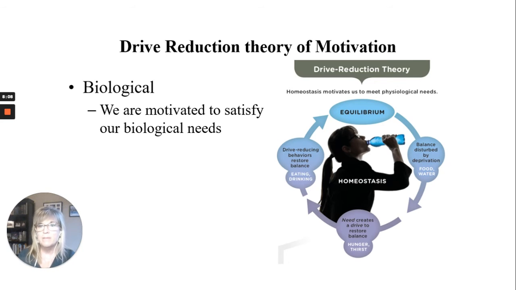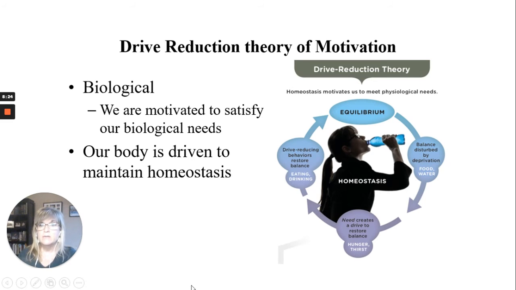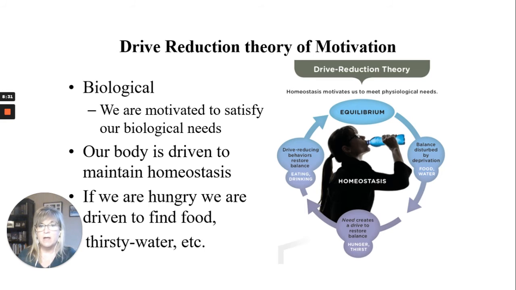The drive reduction theory of motivation is not very exciting. It's really just talking about our biological drives, and that we are driven to make sure that we're not hungry, that we're not thirsty, that we're not too hot, that we're not too cold. We're motivated to protect our bodies and to satisfy our biological needs, and that's called homeostasis. So our body is driven to maintain homeostasis. It doesn't want us to be too thirsty, it doesn't want us to be hungry. So we're driven to find food when we're hungry, we're driven to get something to drink when we're thirsty.